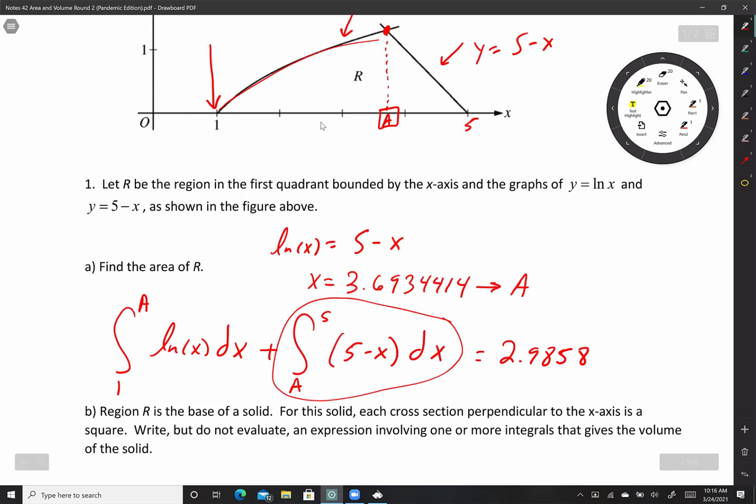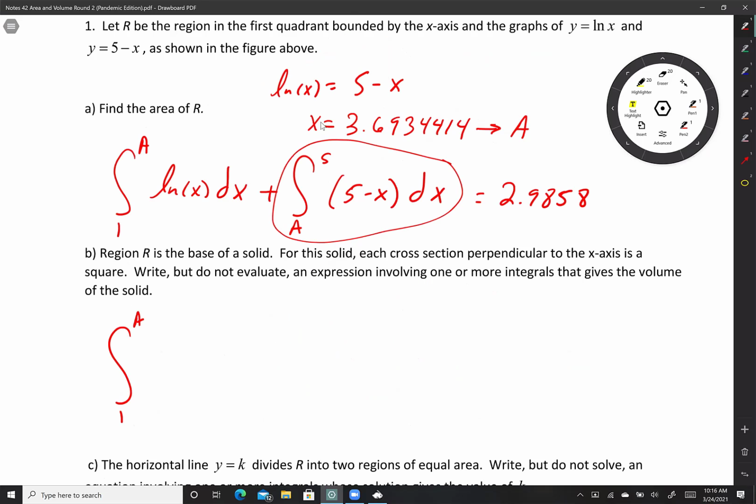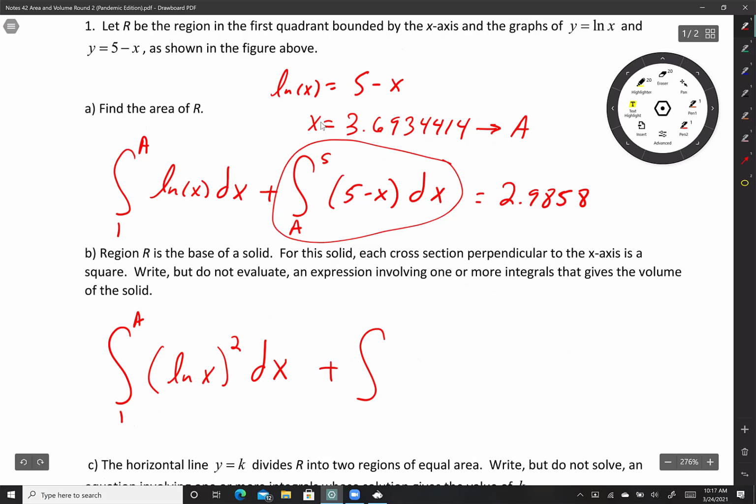Integral from 1 to a. But instead of ln of x, what am I going to type in there? Perfect. Ln of x squared. Where did the ln of x squared come from? From the side squared. Now, we're not done. We need another integral, right? Plus integral from a all the way to 5 of, again, same thing, 5 minus x, close it, put a square on it.